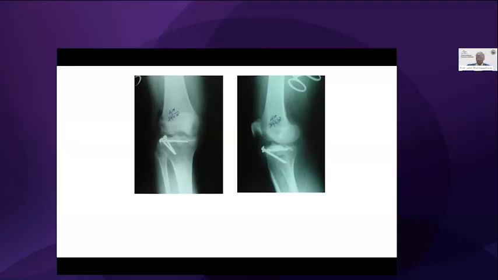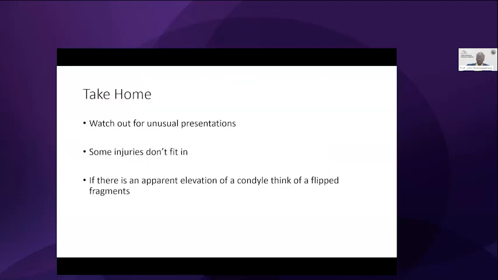And because we had seen this before, we were able to diagnose this particular case and treat it appropriately. And in this particular one, we have follow-up for a year now with a good result. So I think that is all that I have in my presentation.